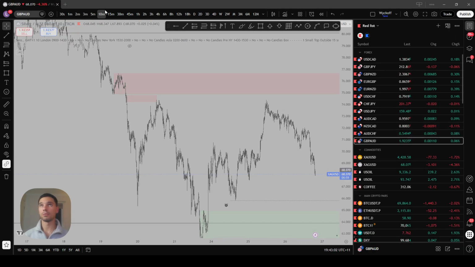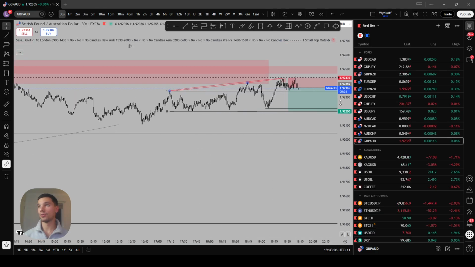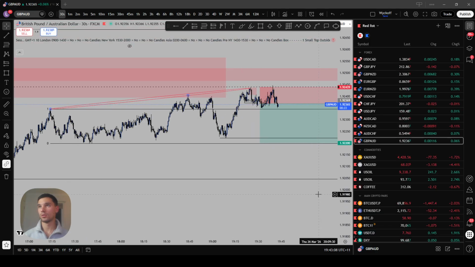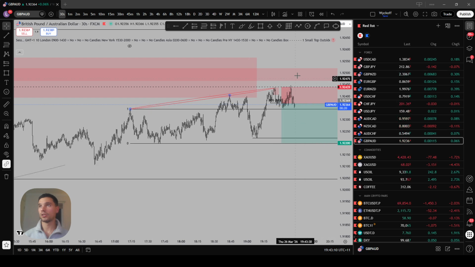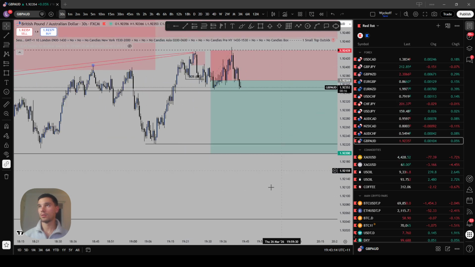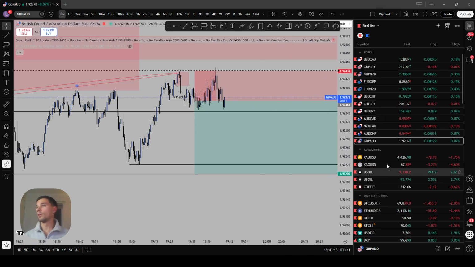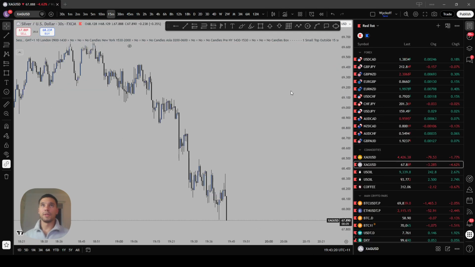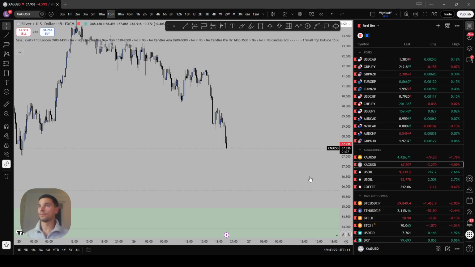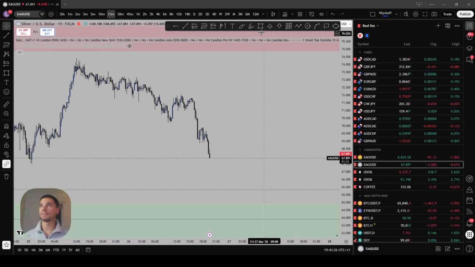Also, I'm just noticing the price looking at it. We are now starting to potentially flush down. But yeah, in terms of silver, we also have supply here.